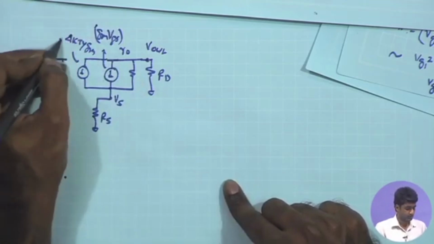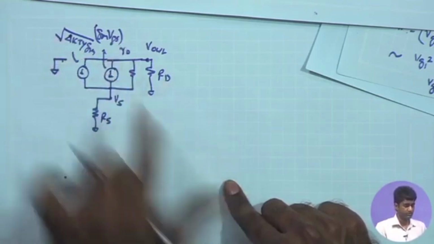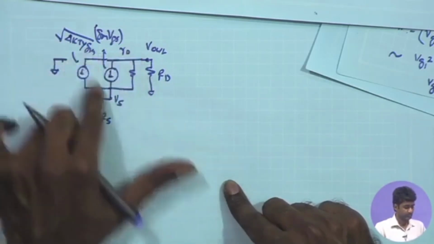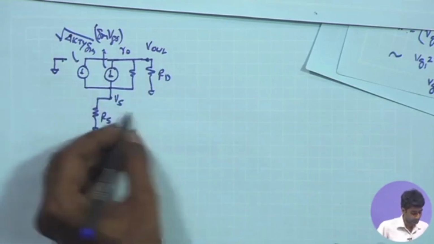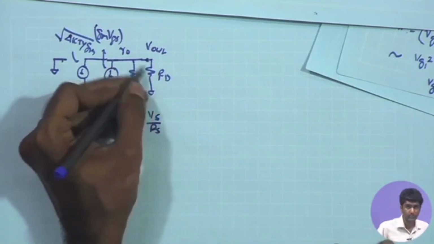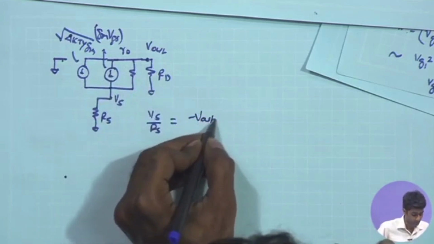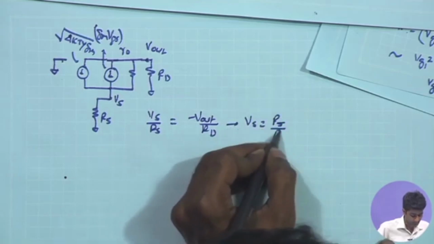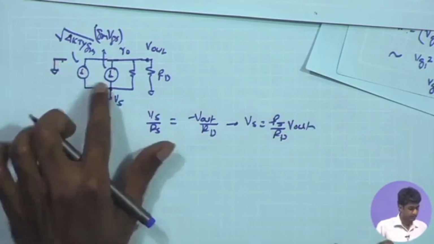So let us do it. Let us call it some constant and root under GM. This is GM VGS, and then we can figure out what is going to be the effect of this noise current I channel on the output. Let us look at Vs first of all. Vs upon Rs is the current flowing in, that must be equal to the current going into the circuit, so I can call it minus V out upon Rd. So I can express Vs as minus Rs upon Rd times V out.